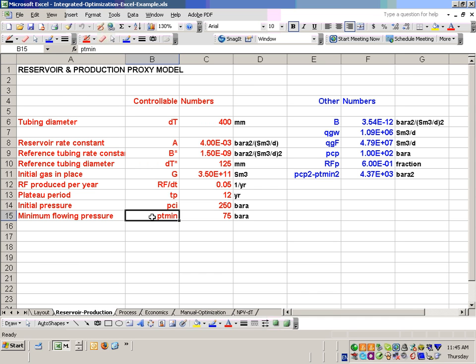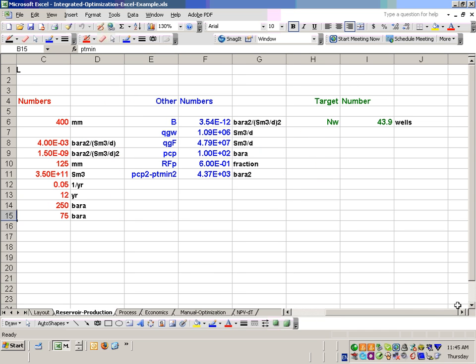First order effect model, very fast, computationally efficient, and you end up with an estimate of the key economic result, which is the number of wells required to deliver that plateau. Is the model clear?